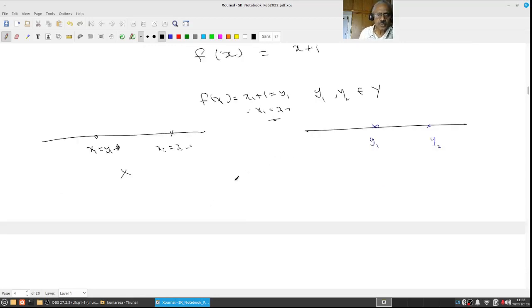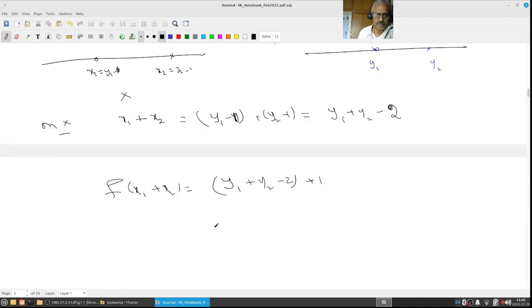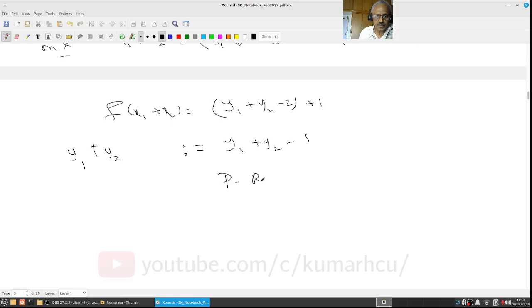Therefore I look at x1 plus x2, the binary operation on X. But what is x1 plus x2? x1 is y1 minus 1, and x2 is y2 minus 1, that is y1 plus y2 minus 2. You understand this? But what is f of x1 plus x2? f of x1 plus x2 is y1 plus y2 minus 2 plus 1, that is y1 plus y2 minus 1. This I define to be y1 dagger y2. This is my definition. Okay? Pause, review, proceed.